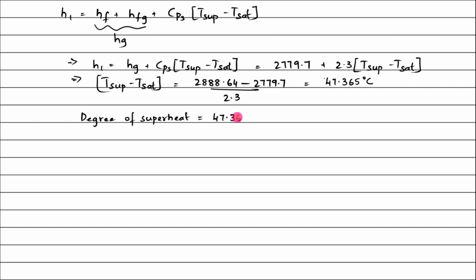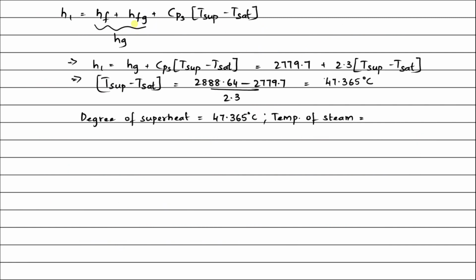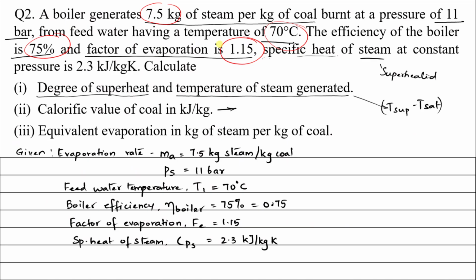So the degree of superheat, I have found out as 47.365 degrees Celsius. From the degree of superheat, I can find out the temperature of the steam. To find the temperature of the steam, it is the degree of superheat plus the saturation temperature, that is 184.1. By adding both of them, I get the temperature of the steam as 231.465 degrees Celsius. With this, the first part of my problem is over.